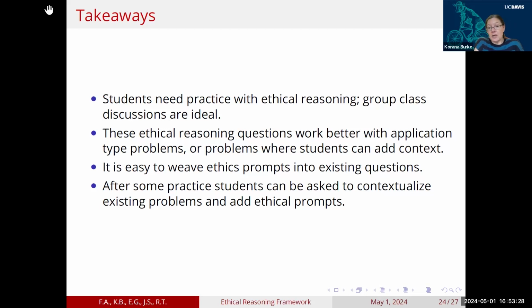But if you don't have an application, that core question is a standard question that we've all given in pre-calc or calc classes. You can ask students to put the context on it. And now a problem that looked like a standard "maximize the area or minimize the area" problem becomes a problem in context, and students can see that math is relevant to not just mathematicians. And when they're contextualizing the problem, they can also add ethical prompts. It goes naturally hand in hand.